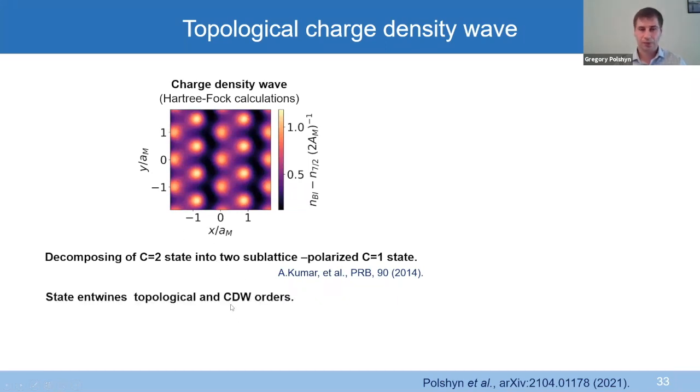So this state is also interesting because essentially it entangles two completely different order parameters, topological and charge density wave order. So one can expect that this system might have some interesting domain walls in both order parameters, and also some interesting states on defects of, for example, the charge density wave order parameter. Also, this state is the first zero field realization of symmetry broken Chern insulators.